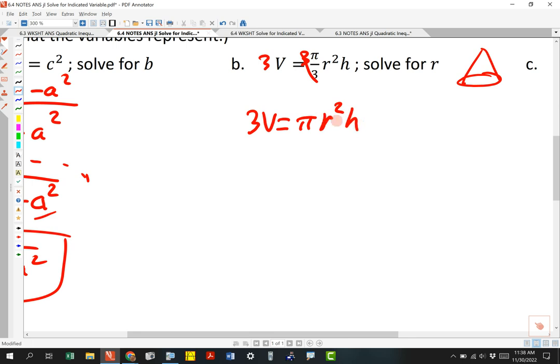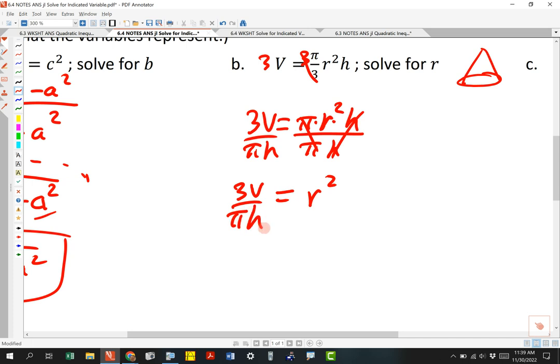Now, you can do this in fewer steps, but that makes it look a little bit cleaner. As far as we're concerned, this is a number. We know pi is a number, and h is a number. R is the variable we're trying to get by itself. So I want to get rid of the pi and the h. Can somebody raise their hand and tell us how we're going to get rid of the pi and the h? Samara? Yeah, we're going to divide. And I'm going to do them both at the same time. So I'm going to divide by the pi and the h. Those are going to cancel. So I end up with r squared equals 3v over pi h.